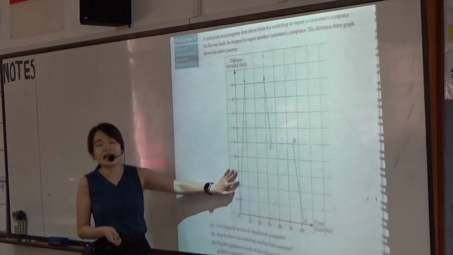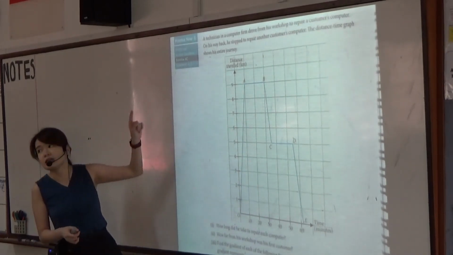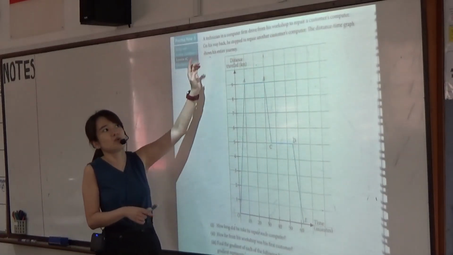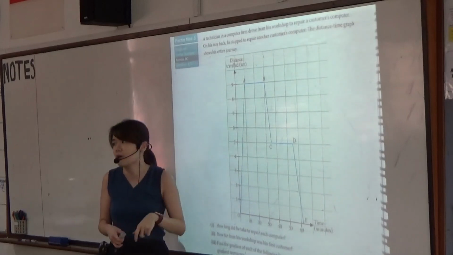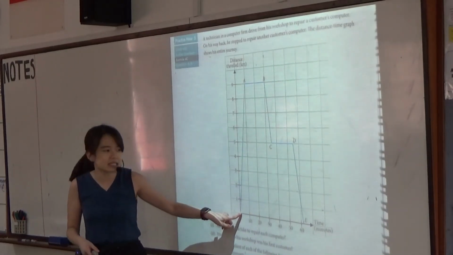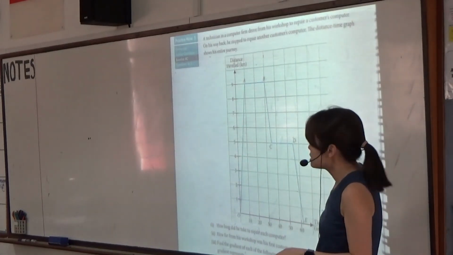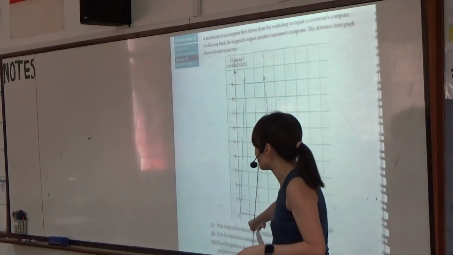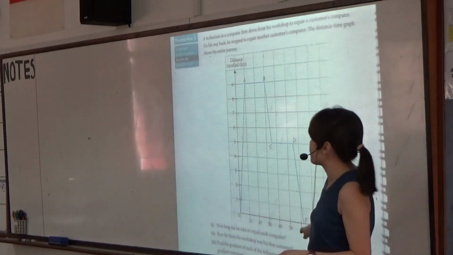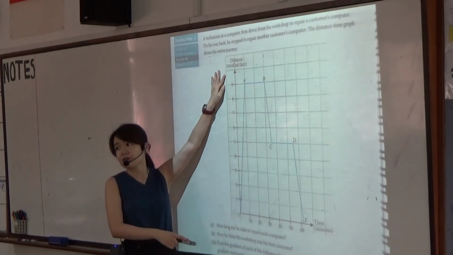So how do we understand this graph according to the context? Let's read it again. It says a technician in a computer firm drove from his workshop to repair a customer's computer. In this graph, we have the time axis, so instead of an x-axis, it is a time axis, whereby it has 0, 10, 20, everything in minutes. And then in our vertical axis, it is a distance travel axis.